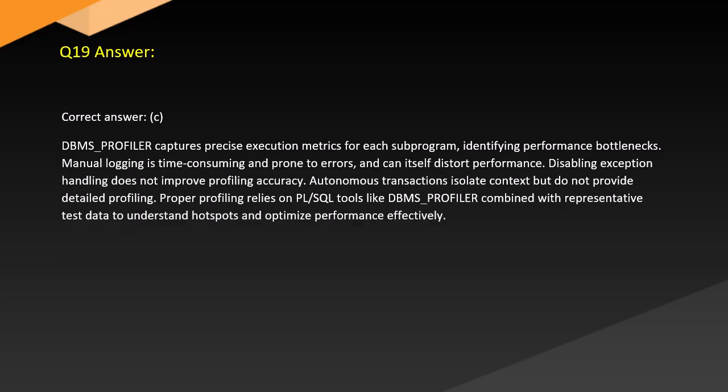Answer. Correct answer: A. DBMS_PROFILER captures precise execution metrics for each subprogram, identifying performance bottlenecks. Manual logging is time-consuming and prone to errors, and can itself distort performance. Disabling exception handling does not improve profiling accuracy. Autonomous transactions isolate context but do not provide detailed profiling. Proper profiling relies on PL/SQL tools like DBMS_PROFILER, combined with representative test data to understand hotspots and optimize performance effectively.